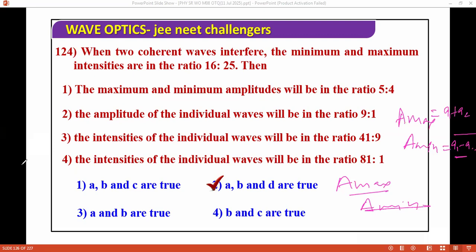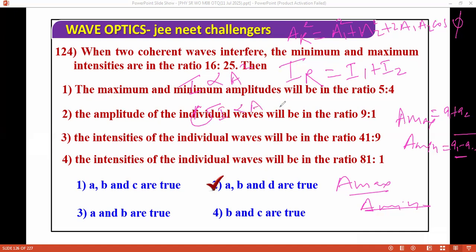So I hope all of you know the basics, all the results. If I ask you the resultant amplitude, what is A resultant? The resultant A squared is A1 squared plus A2 squared plus 2 A1 A2 cos phi. This is one relation. For intensity resultant, just replace A squared by I. Basically, I resultant is I1 plus I2 plus 2 root I1 I2 cos phi, because I is proportional to A squared. So can I say root I is proportional to A? Take the root on both sides.